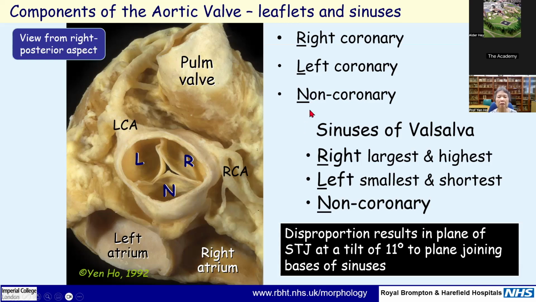Looking at these coronary aortic sinuses of Valsalva, the bulging parts are largest and highest in the right, smallest and shortest in the left. And with this disproportion in the normal situation, you even get a tilt of the plane of the sinutubular junction to the plane that joins the bases of the sinuses. There's a tilt of about 11 degrees difference between them.